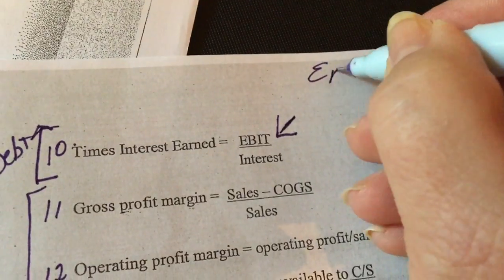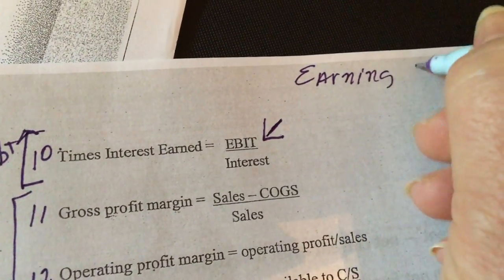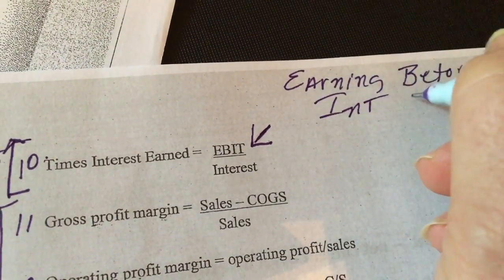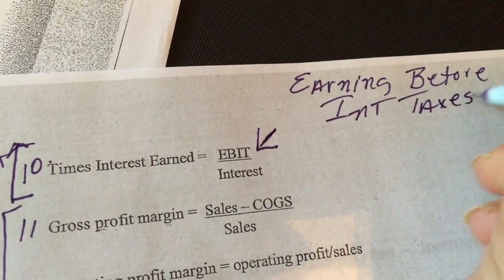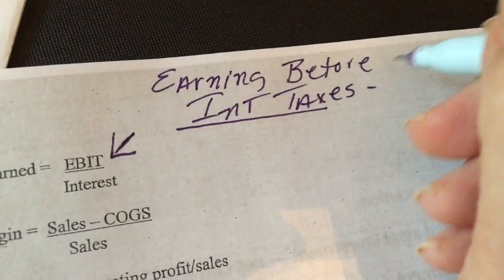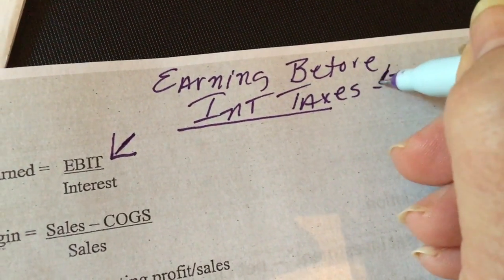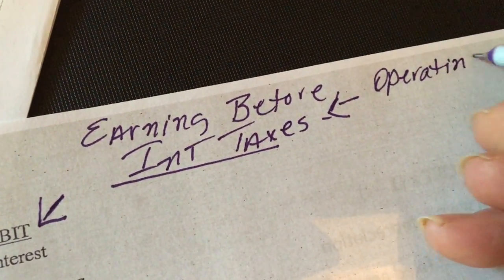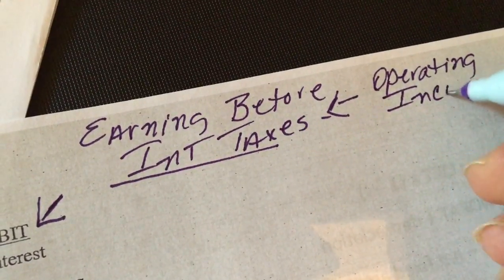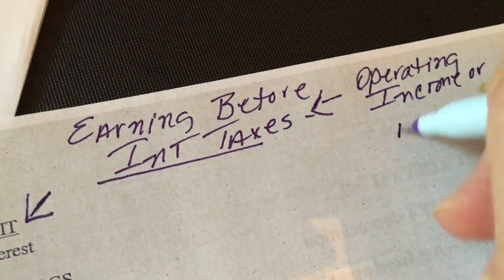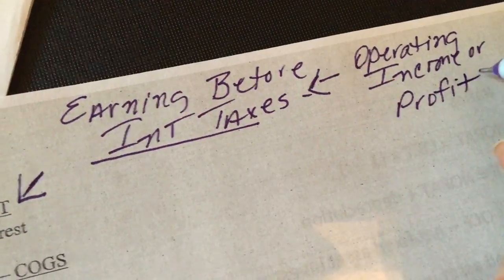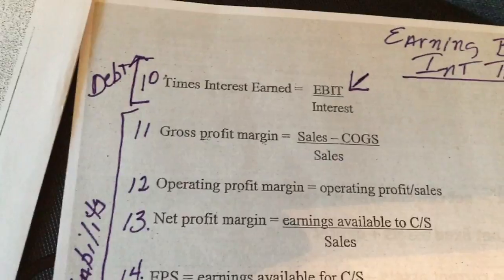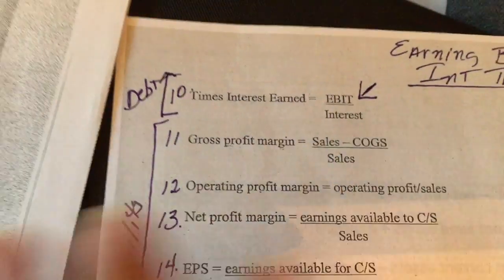EBIT means earnings before interest and taxes. Another word for this, if it doesn't say that on your income statement, it's also called operating income or profit. And that's what it says on Bartlett. So you need to know that. And then you want to divide by your interest. So both of these numbers are found on your income statement.